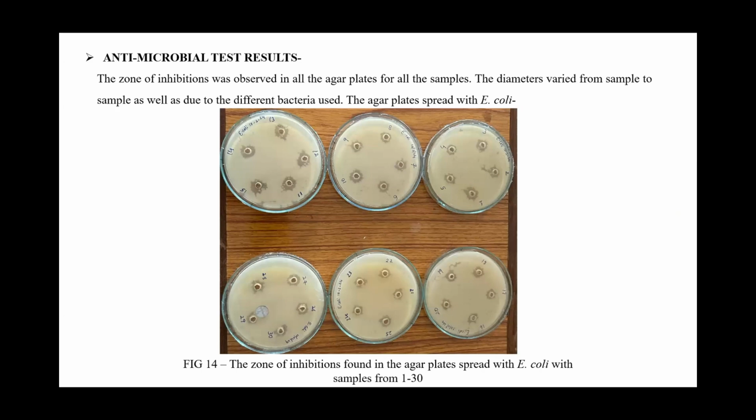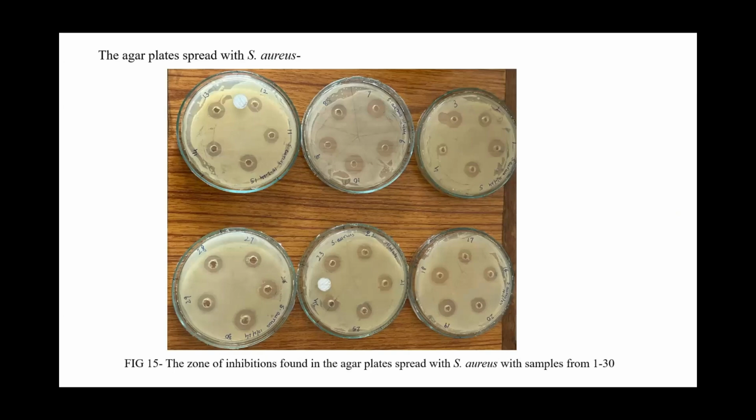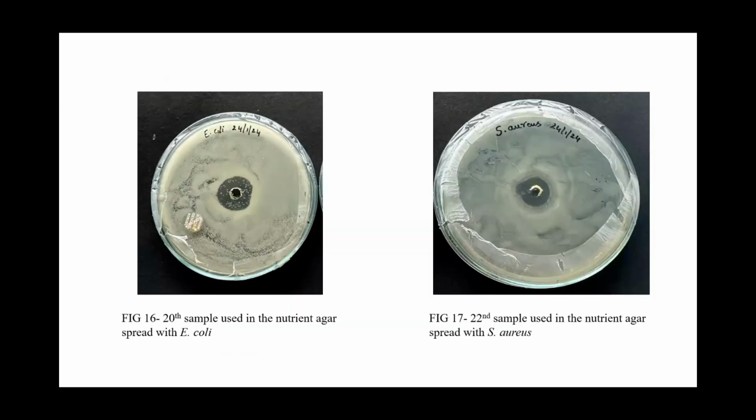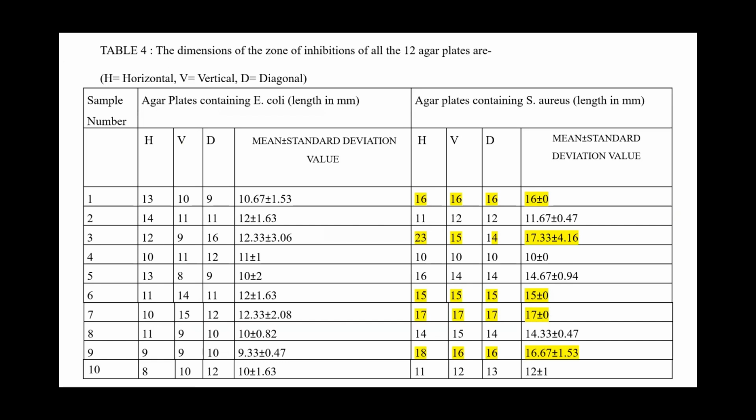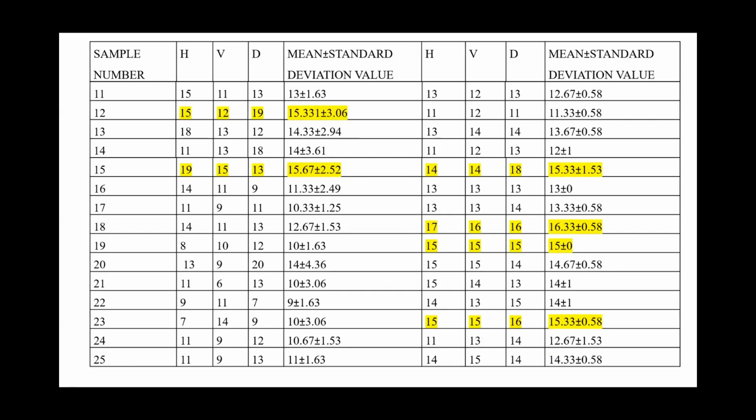We again did the experiment for the antimicrobial test results to get the results for the earlier samples. These were the two samples for which we could not get results before. And we again calculated the dimensions of the zone of inhibitions. And again, the highlighted values are the ones which show good antimicrobial properties.